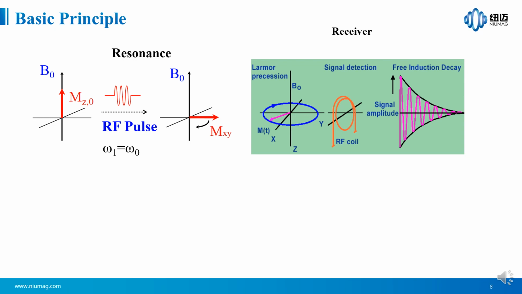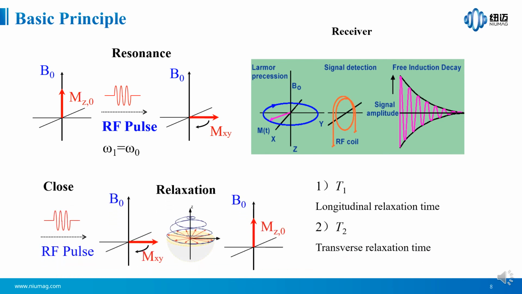From the macroscopic point of view, it is the longitudinal magnetization vector deflection. The angle of deflection is related to the energy of the applied RF pulse. A 90-degree deflection is a 90-degree pulse. A 180-degree deflection is a 180-degree pulse. The angle of deflection is arbitrary and can be calculated from the parameters of the RF pulse.